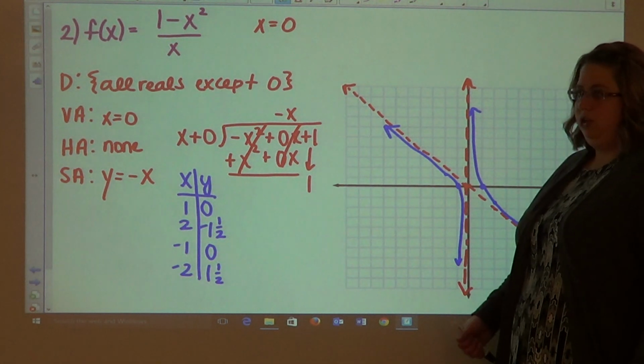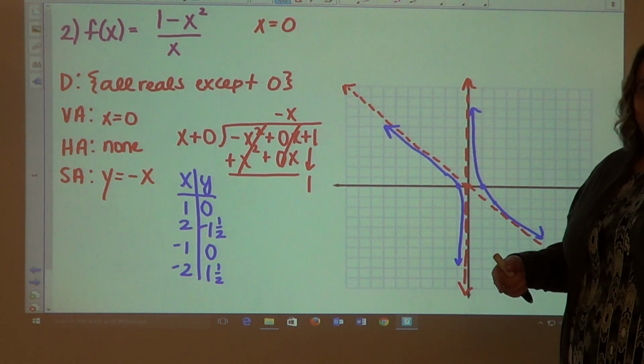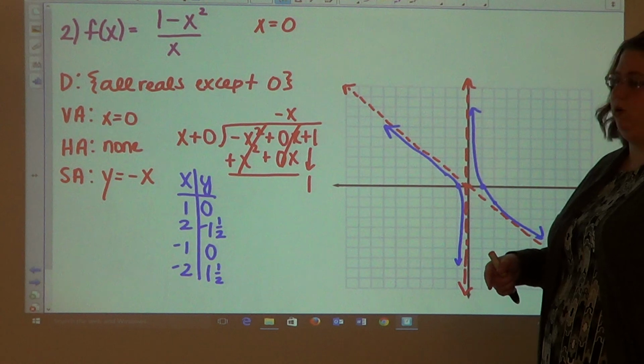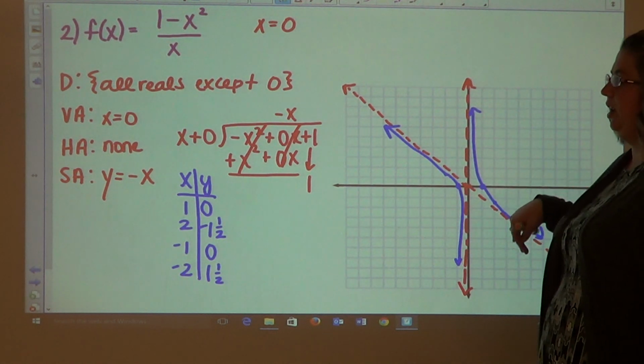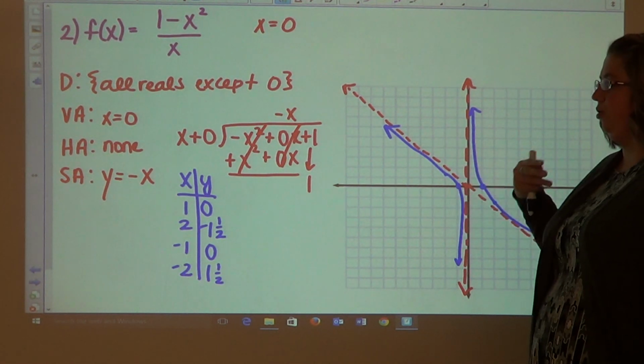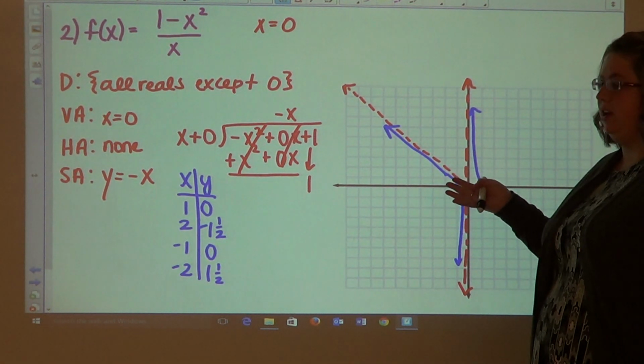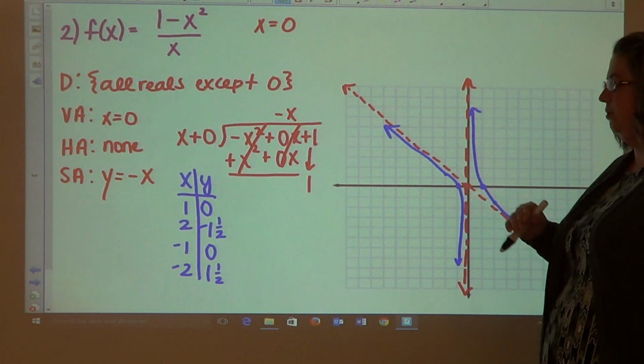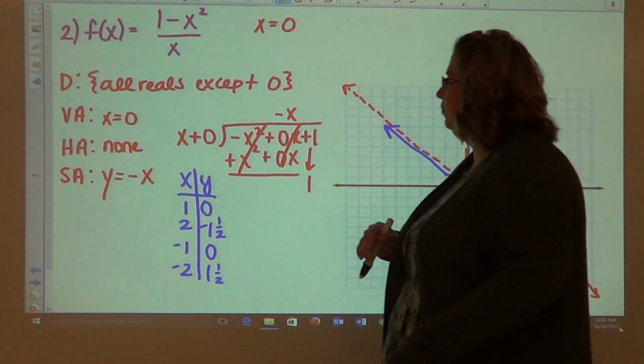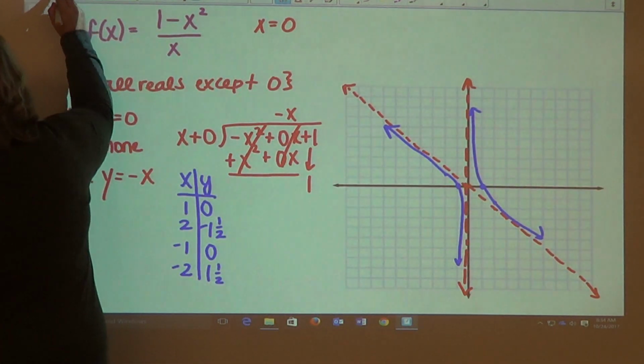Okay, on your directions, it also talks about continuous and intercepts. You do not have to find those unless you want to. Okay, you can do it just like I've been doing here. I do want to know your domain, your vertical, your horizontal, and your slants. Now I know all the horizontals are going to be none, so you can leave that part off if you want to. Okay, we're going to do one more.